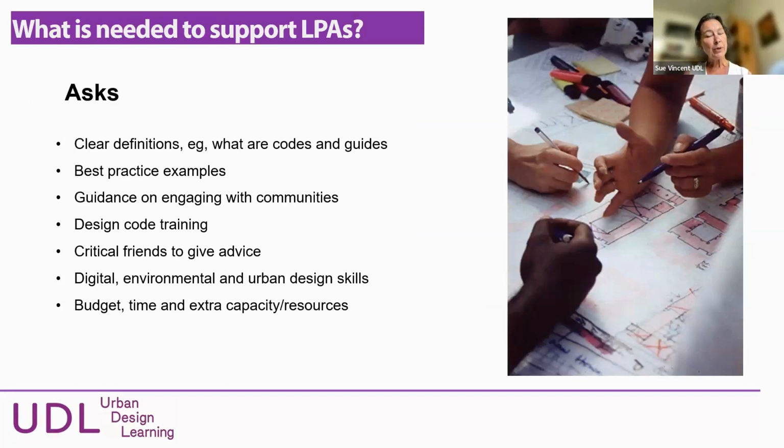So what are local authorities asking for? I think clarity: what are codes, what are guides, and Robert went through that very helpfully. But also best practice examples, to be able to show people what it actually is and what will be achieved from it. Particularly, I think, having others available as critical friends to give advice and guidance on the process of doing design codes. Again, guidance on engaging with communities is a very different approach. Doing it up front, doing it beforehand, getting agreement and consensus with your local communities is really important.